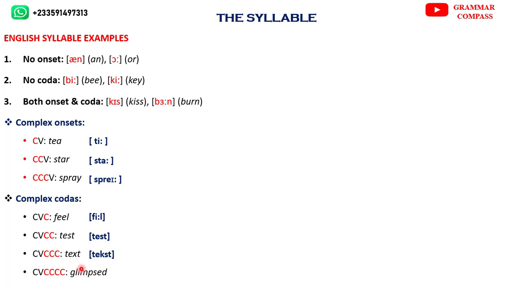Now, we can also have a syllable with 4 consonant sounds at the end. Pronounce this word. Glimpsed. Here is how it is transcribed. Glimpsed. So based on this, we can say that we have 1, 2, 3, 4 consonant sounds. These are examples of complex codas and examples of syllables that we have in English.